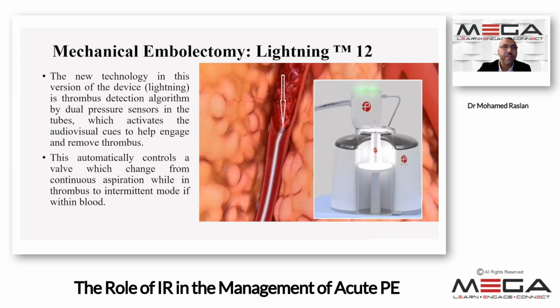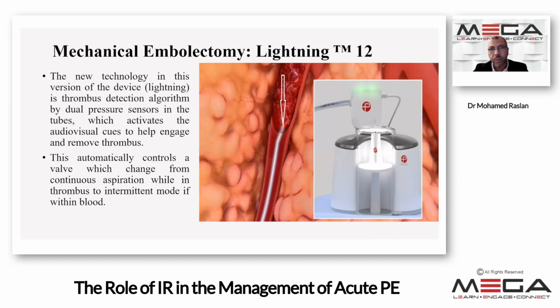The new technology in this version of the device, Lightning, is the thrombus detection algorithm using a dual pressure sensor in the tubing, which activates audiovisual cues to help engage and remove thrombus. This automatically controls a valve which changes from continuous aspiration while in thrombus to intermittent mode if within blood.